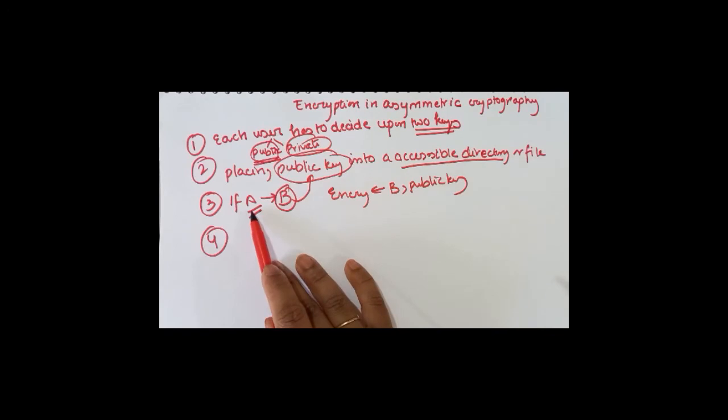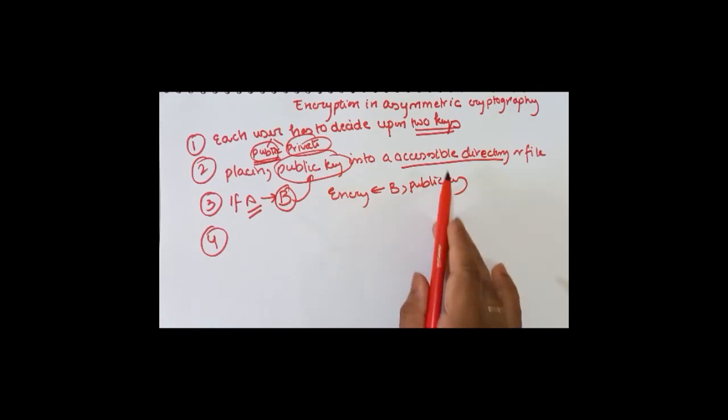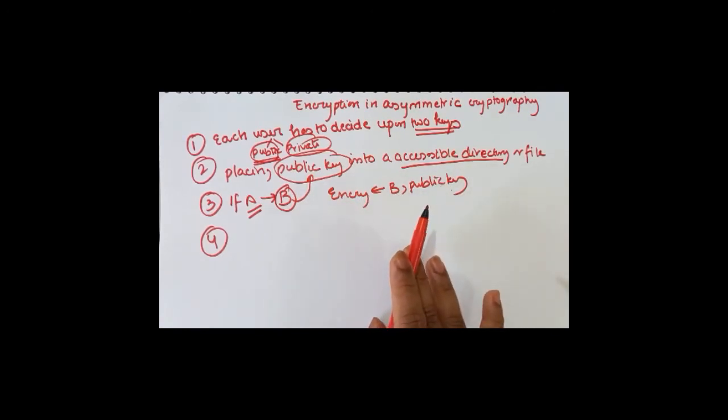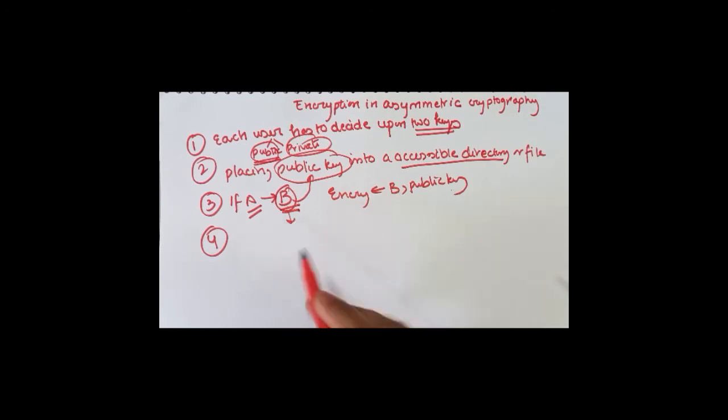That is, A was to send a message to B. A first picked up the public key from the accessible directory, encrypted the message, and then sent it to B. And after B received the message, B will then take his private key and decrypt the message.